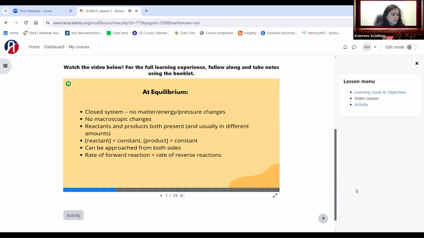So again, it's a closed system. You're not adding in any matter, any energy, or any changes in pressure. And at equilibrium, or dynamic equilibrium, the rate of the forward reaction is equal to the rate of the reverse reaction. So to help picture dynamic equilibrium, right?